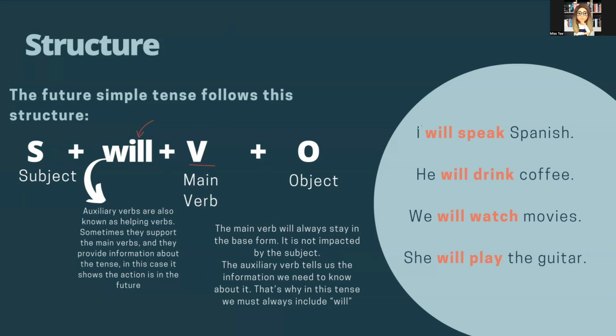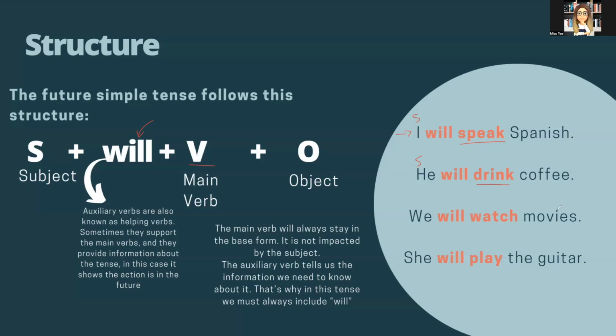So we have the subject in these example sentences. We say will speak, and speak is in its base form. The object is Spanish. We have our subject again. It's a third person subject, but that really doesn't change anything. We still have will drink: will plus the verb in its base form, and the object is coffee.